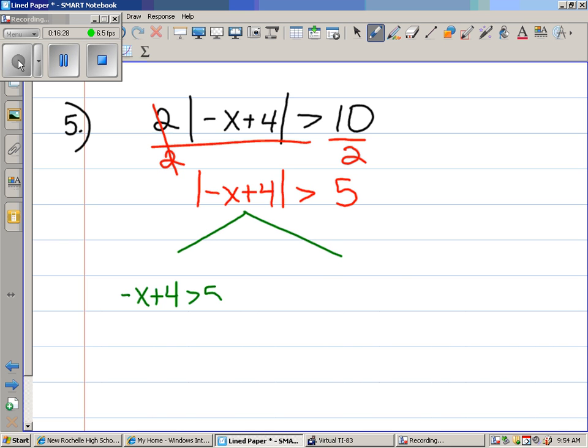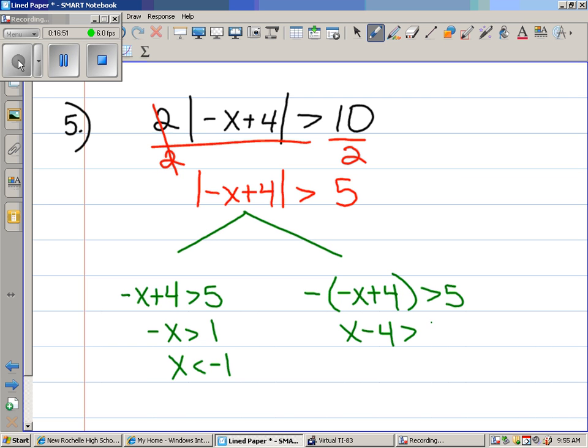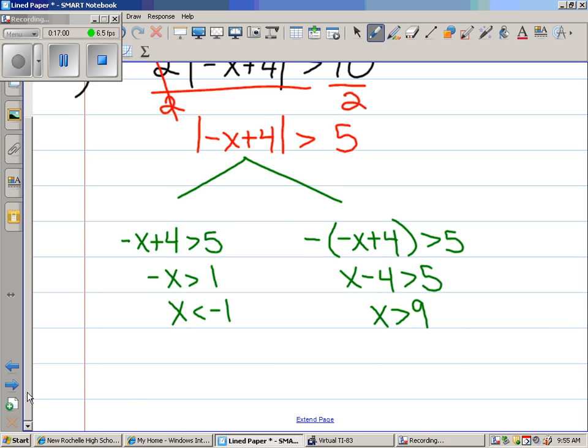Negative x plus 4 is greater than 5. So then we got negative x has got to be greater than 1, and oops, you got to flip the symbol because we're dividing both sides by negative 1. x has to be less than negative 1. And then x minus 4 greater than 5, and then x has to be greater than 9.